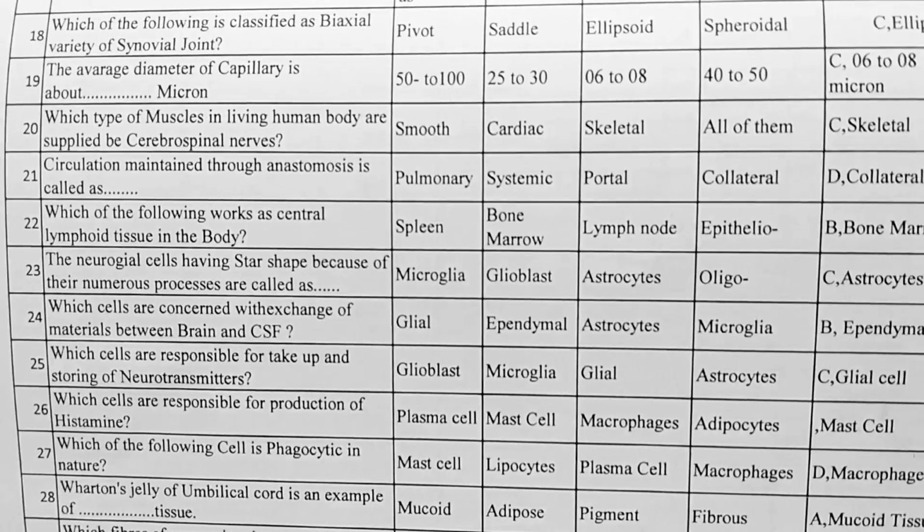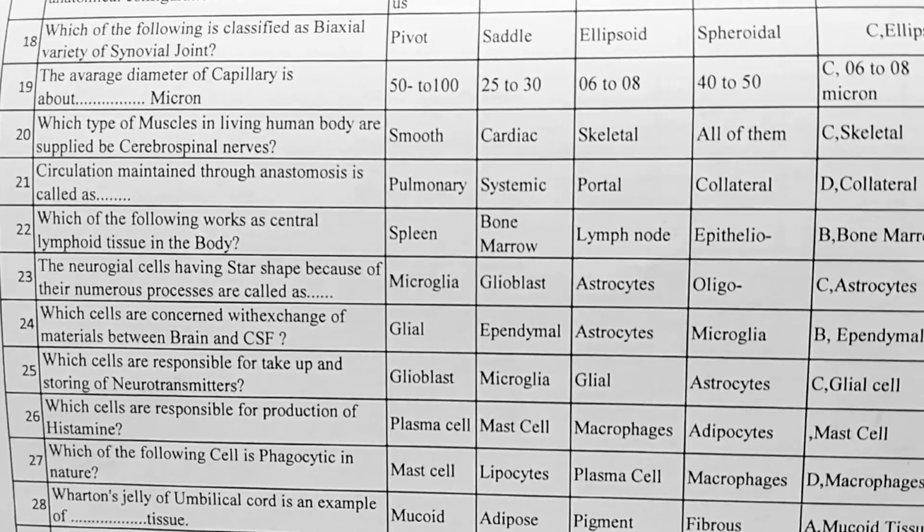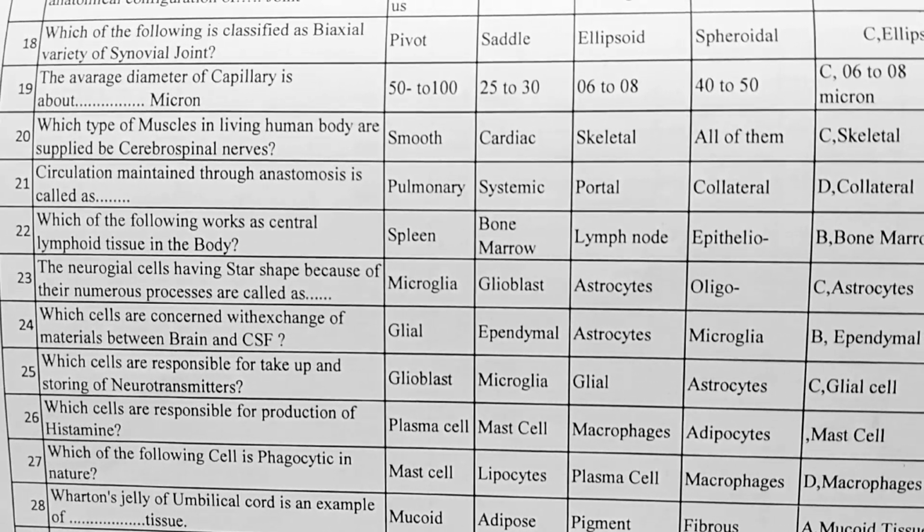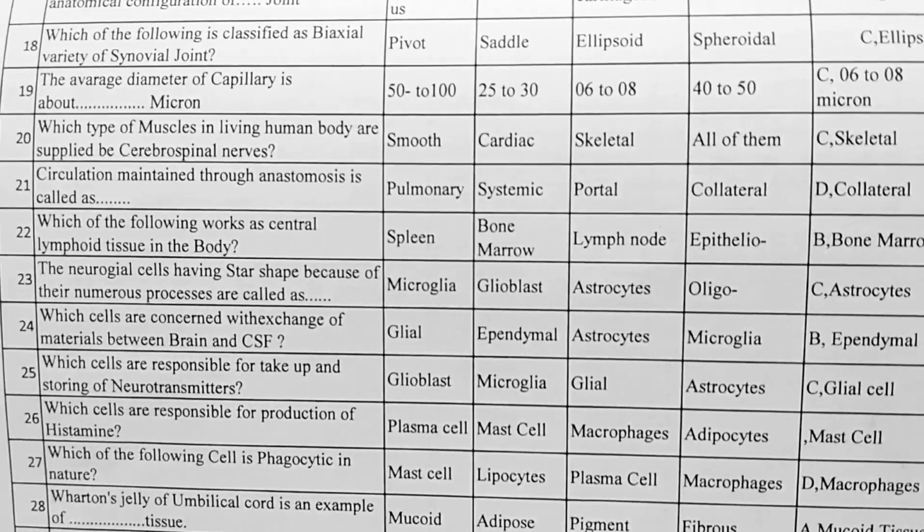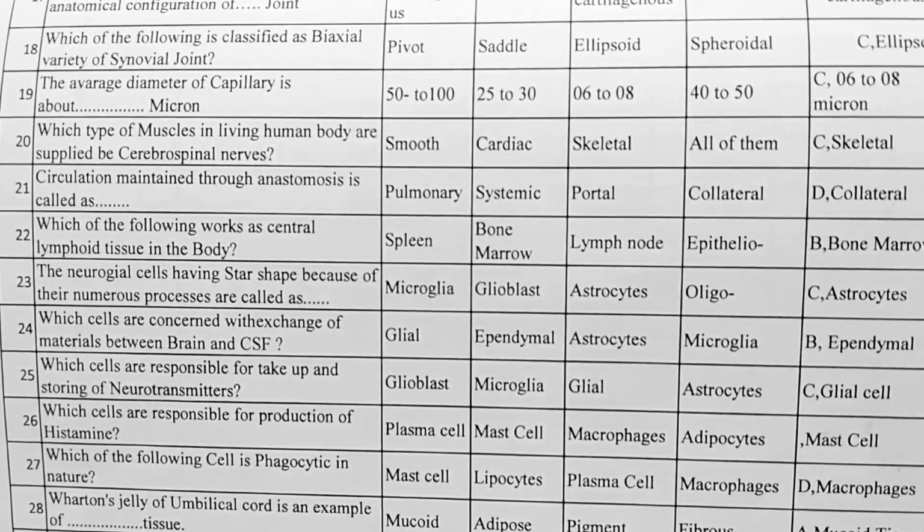Next, the average diameter of capillary is about micron. Options: 50 to 100, 25 to 30, 6 to 8, 40 to 50. Option C is correct, 6 to 8 micron.